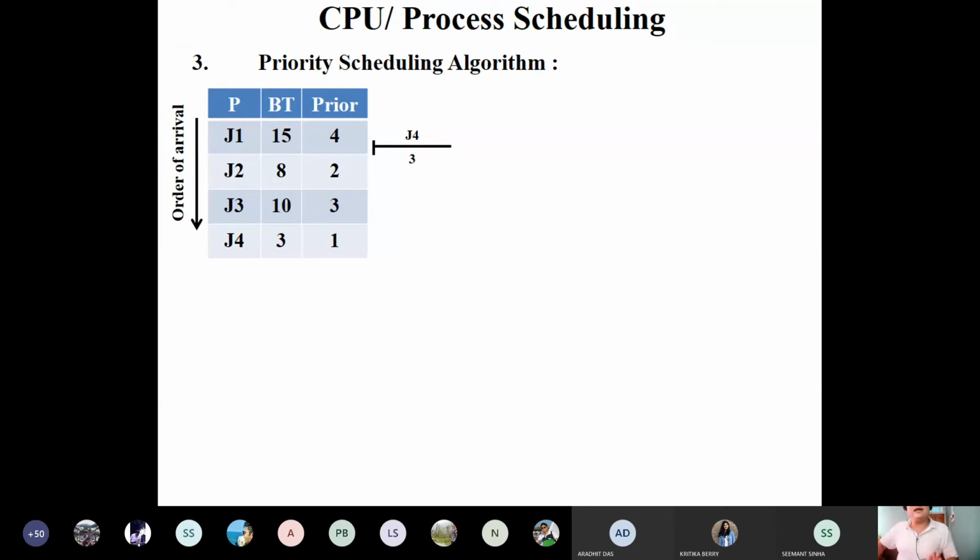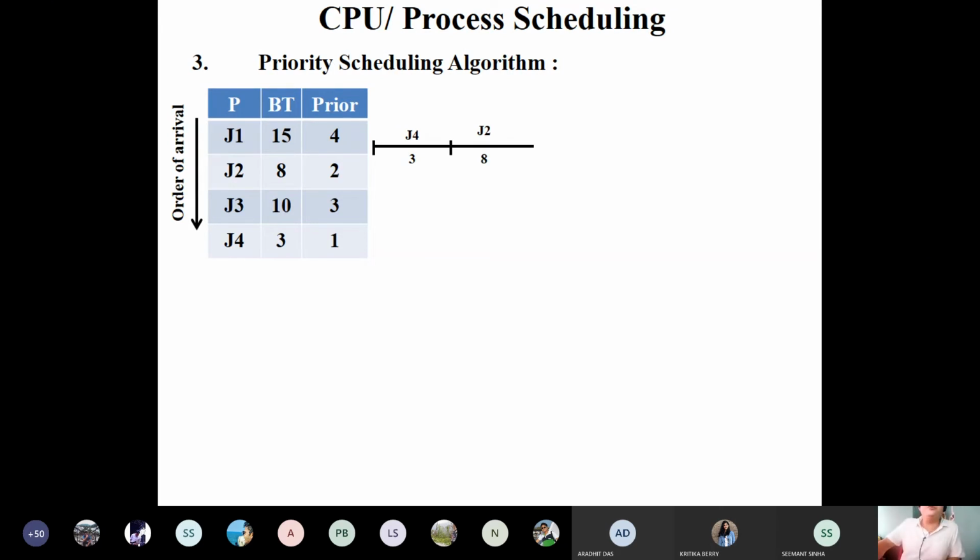Looking at this snapshot of the system, we can easily say that job J4 has the highest priority because its priority is 1. That is why job J4 is given the first preference to execute. The CPU will be allocated based on the priority scheduling algorithm to job J4. So job J4 will execute for 3 units of CPU time, and till then jobs J1, J2, and J3 will wait.